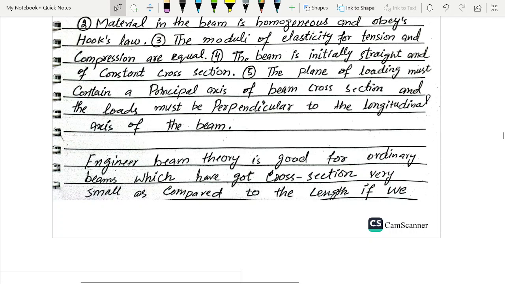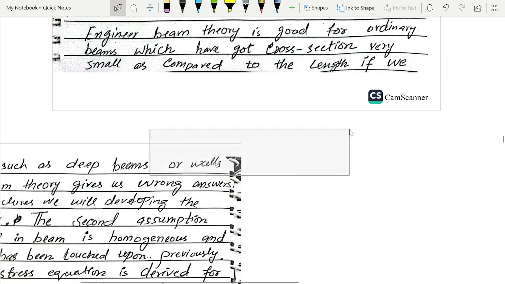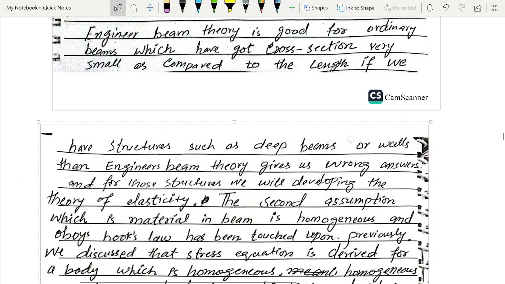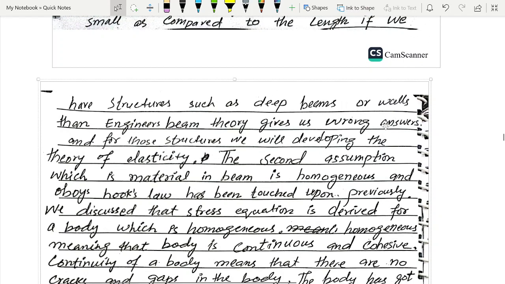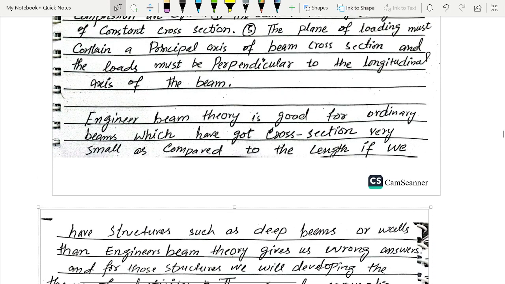If we have deep beams, in that case the engineer beam theory may fail. Our engineer beam theory gives us wrong answers. So for those structures we will develop the theory of elasticity. From that point you have to understand that engineer beam theory is just for normal, ordinary beams, which have cross sections very small as compared to the length.